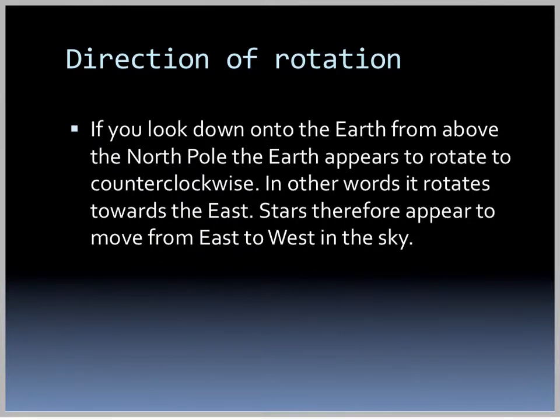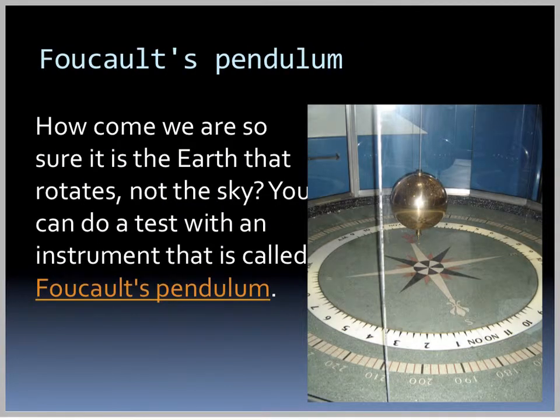If we look down onto the Earth from above the North Pole, the Earth appears to rotate counterclockwise. In other words, it rotates towards the east. Stars, therefore, appear to move from east to west in the sky. So how are we sure the Earth is rotating and not the celestial sphere rotating around us?